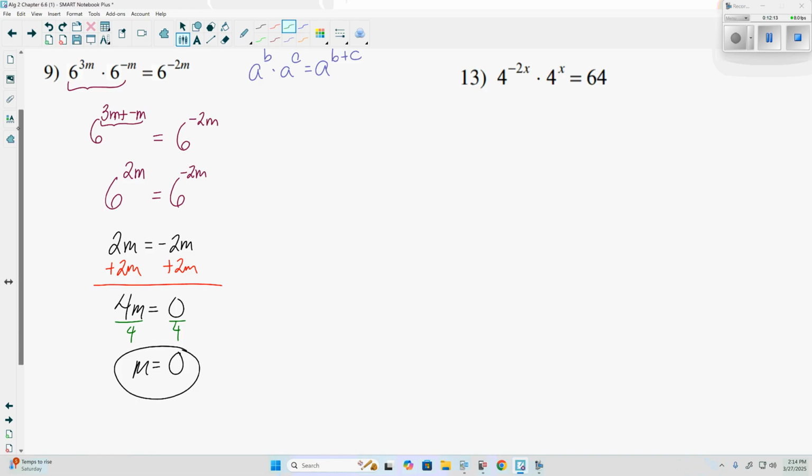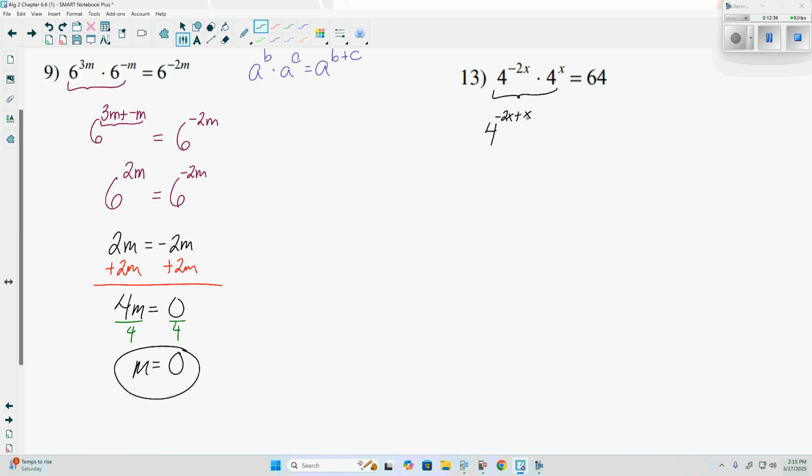Yes? Let's look at number 13. Well, 13, left-hand side, we do have 4 to the negative 2x times 4 to the x. So as we just saw, since we multiply like bases, we can add the exponents, yes? All right, so now both sides are to the base of 4, yes? No. The other side is what?